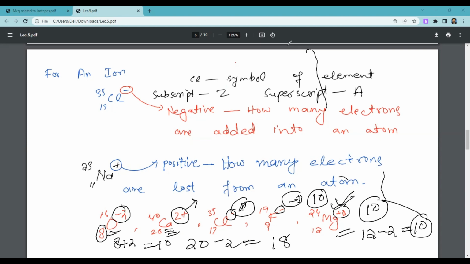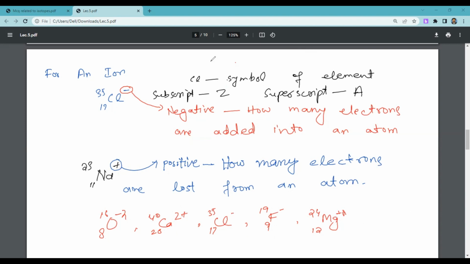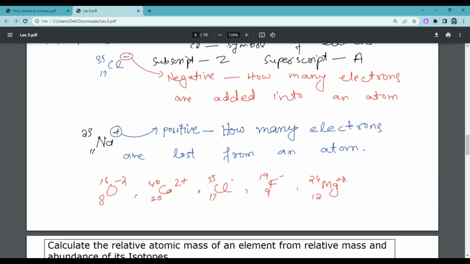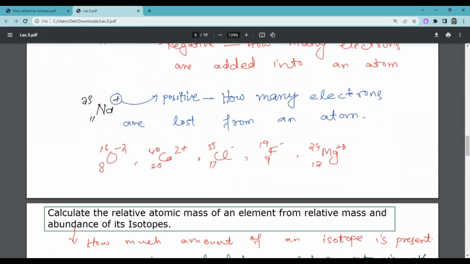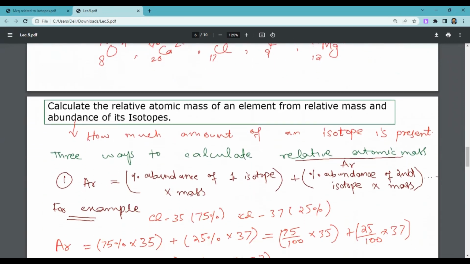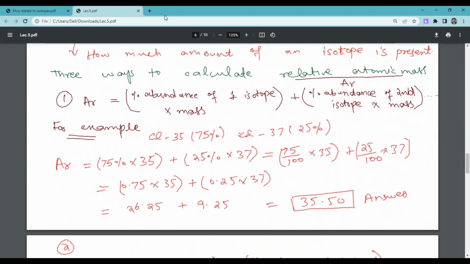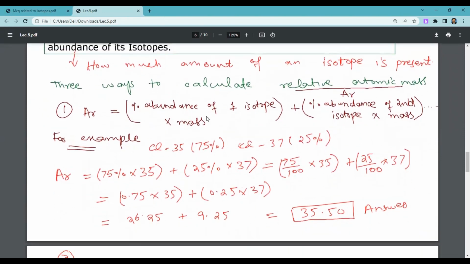Now move further, and by using the information of atomic mass, we can calculate the relative atomic mass of an element. We can calculate the relative atomic mass of an element in 3 ways.